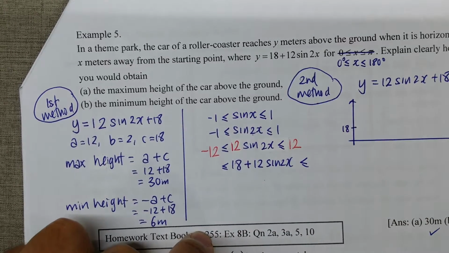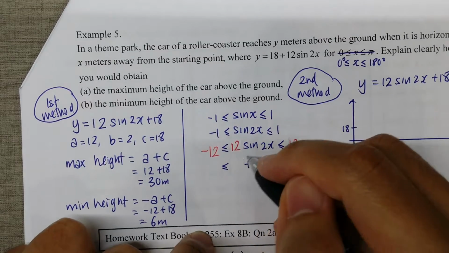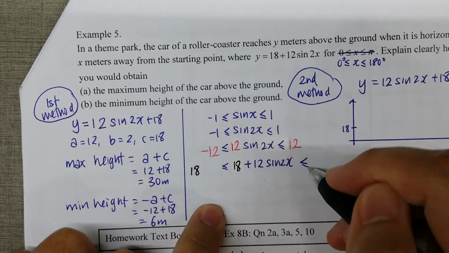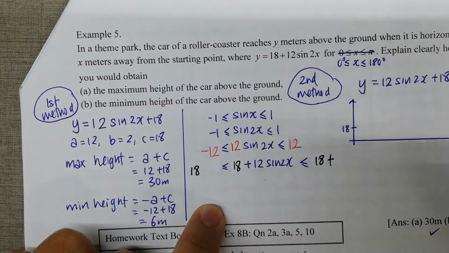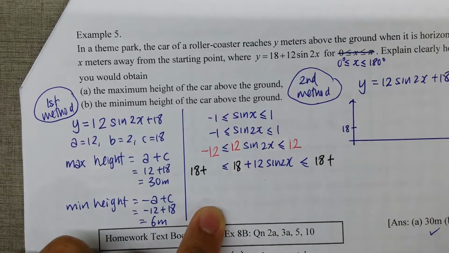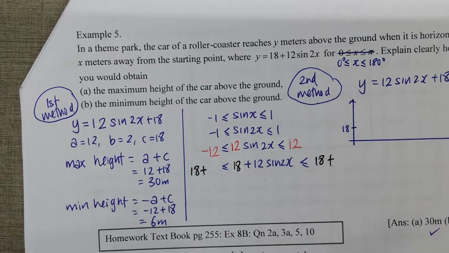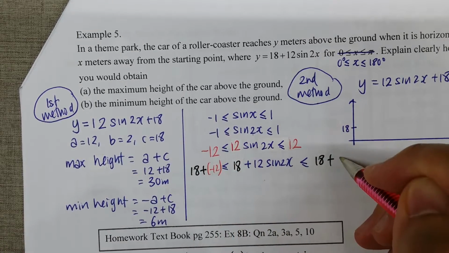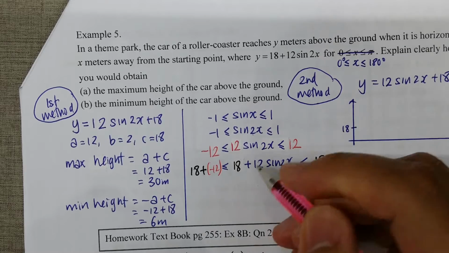Okay, let me use another color again. But too bad I don't have many colors, so I use black. 18 plus -12, this, 18 plus 12. Okay, right here. 18 plus -12 on the left, plus 12 on the right.